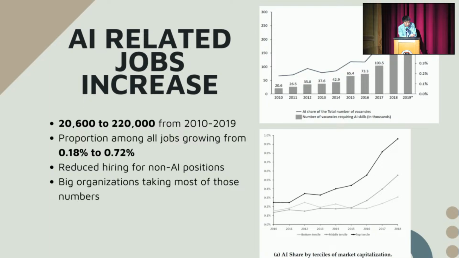So the chart down there is showing AI share by tertiles of market capitalization of those companies. And as shown in the charts, the top tertile is on the top, the bottom tertile is at the bottom, and the middle is in the middle.